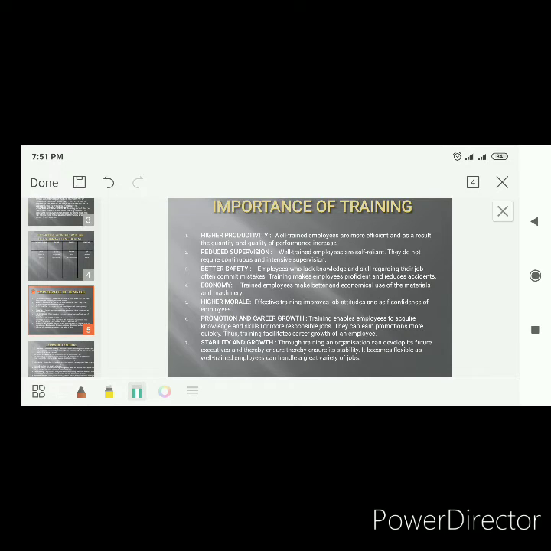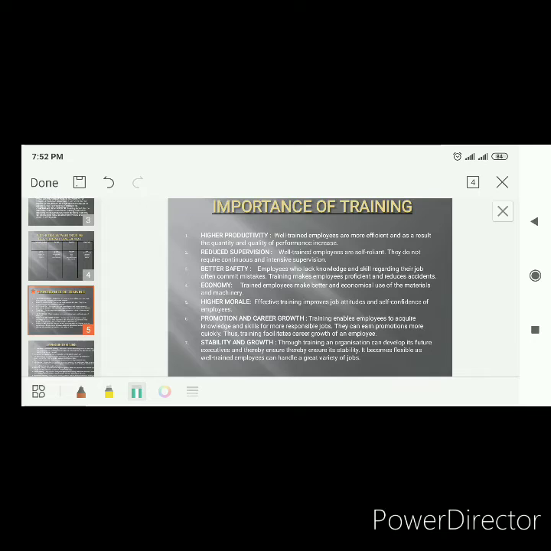Point number 5, higher morale. Effective training improves the job attitudes. Obviously, when you are happy from inside, your morale will be higher. Your self-confidence, your job attitude, all is actually boosting you, and ultimately your morale gets higher. You are satisfied from it. Trained employees can work better because they feel happy from inside. They can work better and they can thereby earn rewards, right? Motivation and morale is boosted for the trained employee.